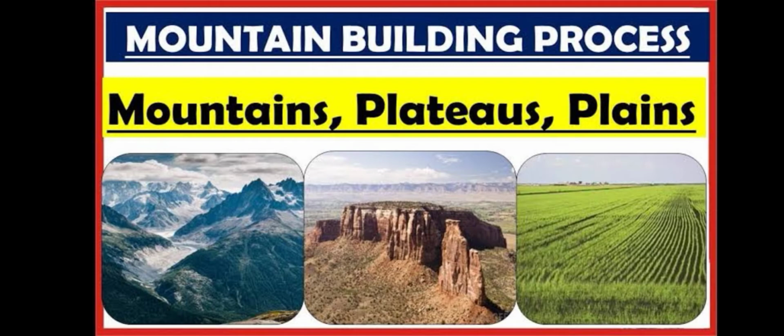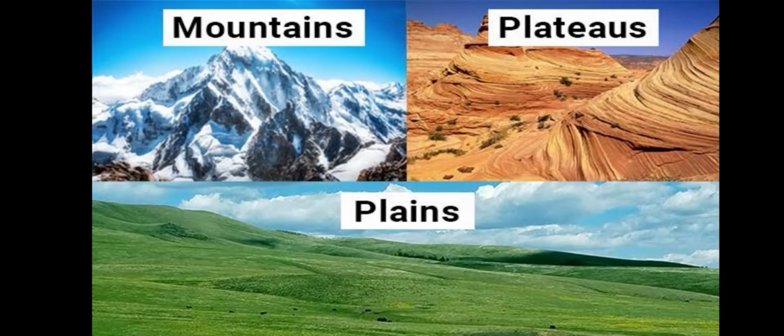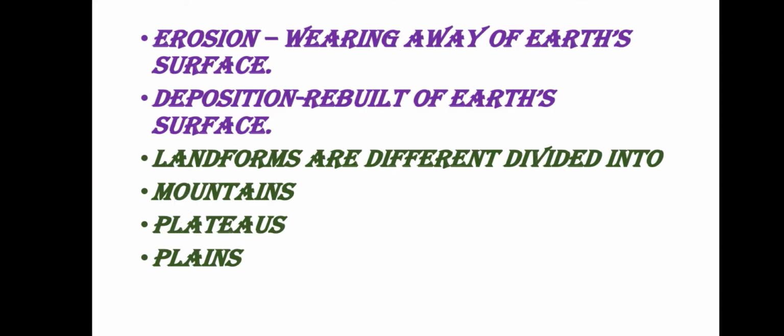The plains are very flat: agricultural land, water, rivers, everything are on plains. Plateaus are flat-topped table lands. They are somewhat higher than plains, but flat. See the mountains, they are very sharp and very high. Again, these are another three pictures of mountains, plateaus and plains. First we are going to see about mountains.